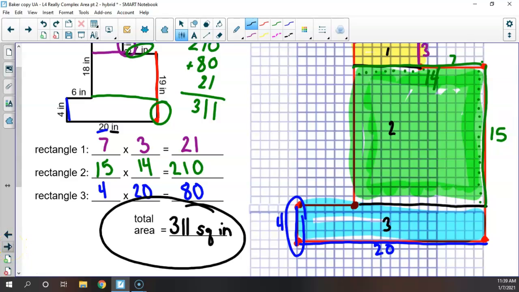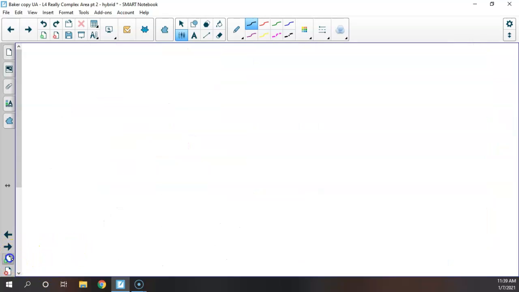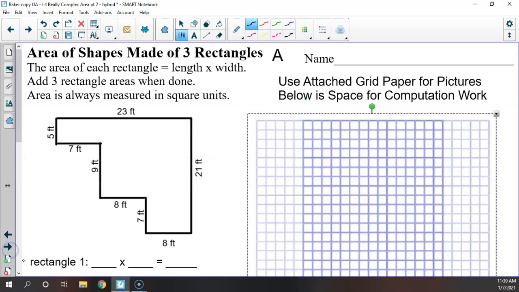This one is found on page 41. So you're going to skip ahead past a couple sheets of grid paper. Whoops, sorry about that. And this will be area of shapes made of 3 rectangles. This is, like I said, page 41 of your packet. And you're going to use the attached grid paper in your packet to do the work on this one.